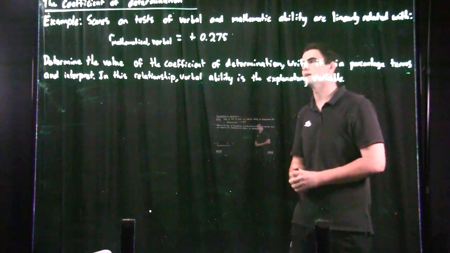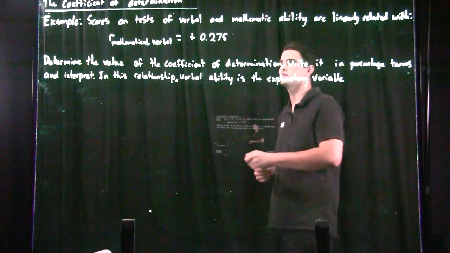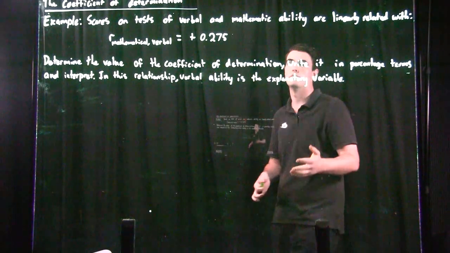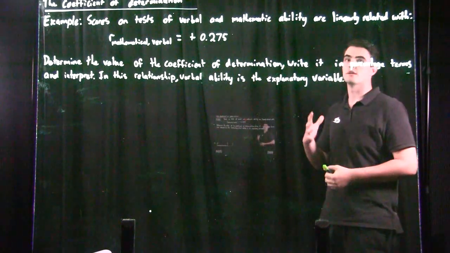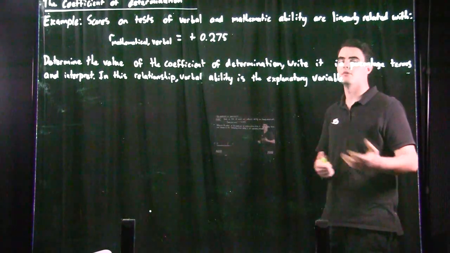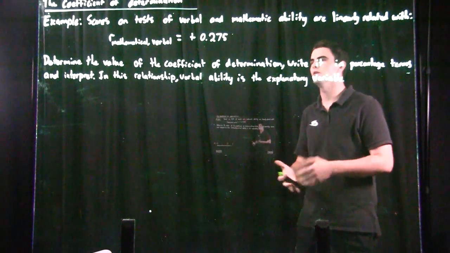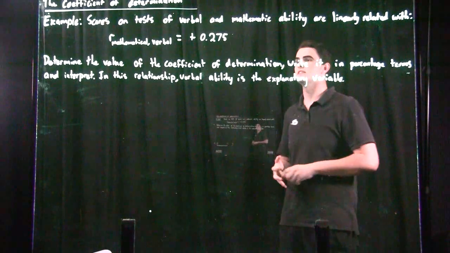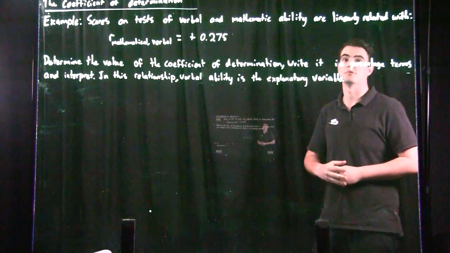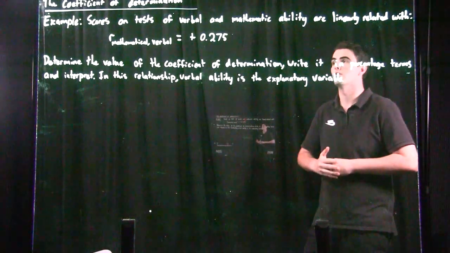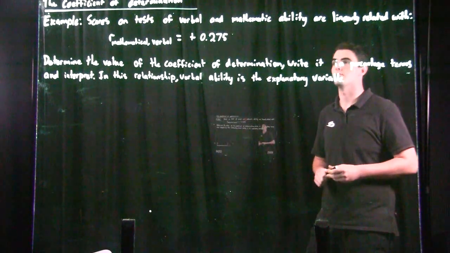our formula here. The first thing you're going to note is the correlation coefficient is R mathematical verbal. Before we were looking at R subscript x, y, now we're not looking at x and y values, we're actually looking at mathematical and verbal. So that's the only change there. And it's saying that it's got a relation of 0.275. So that correlation coefficient is 0.275.